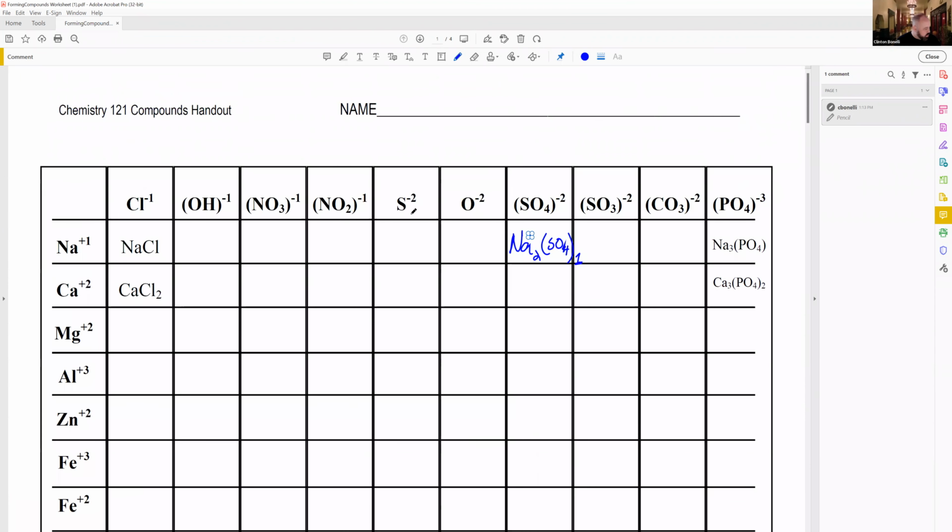Remember also when we were combining just single elements with oxygen, we said that we would name it, for example, here, when we combine sodium and oxygen, Na2O is the resulting compound. Na2O would be named sodium oxide.